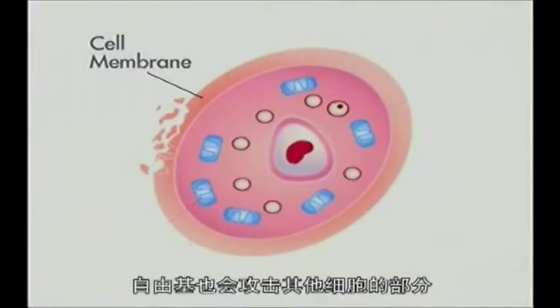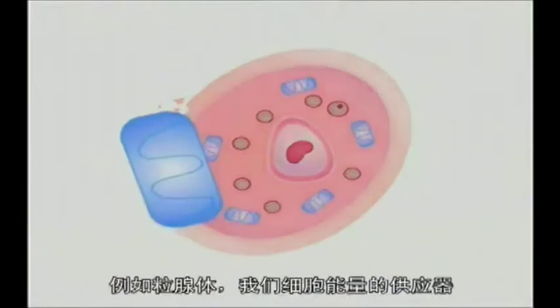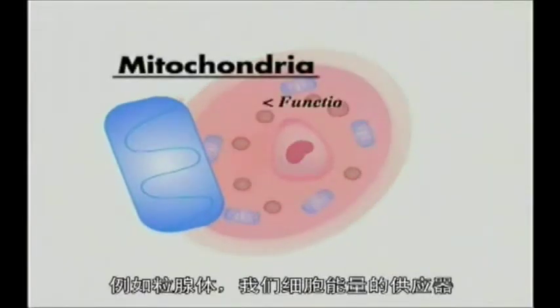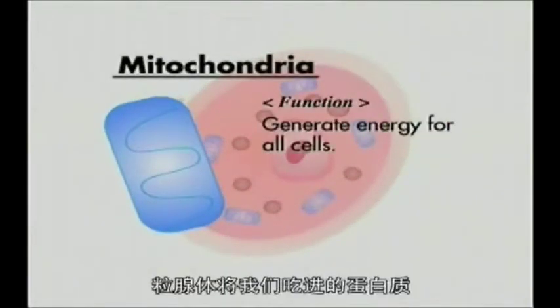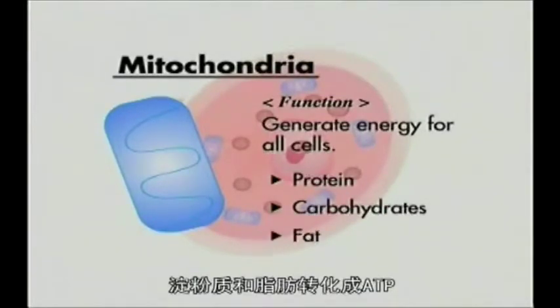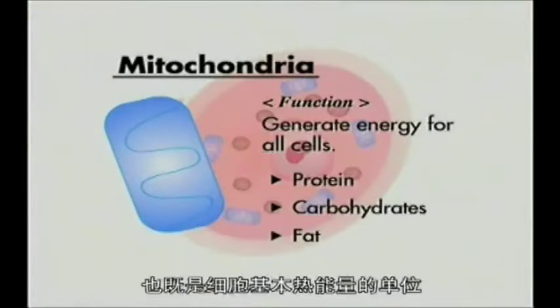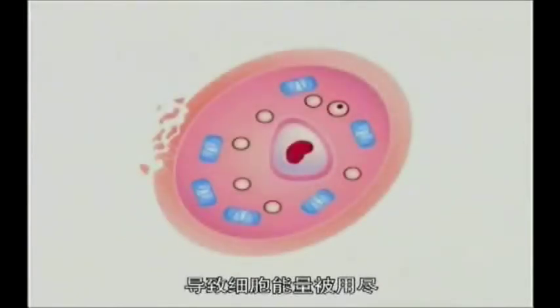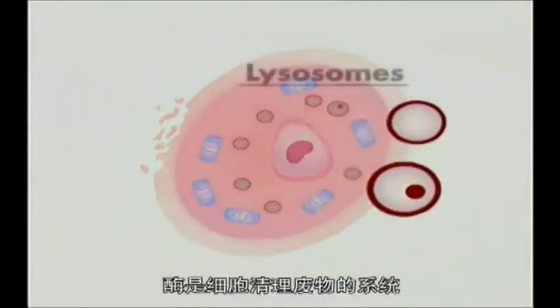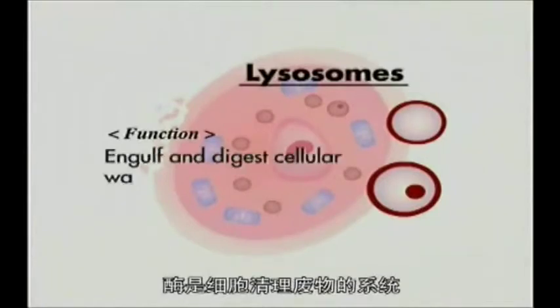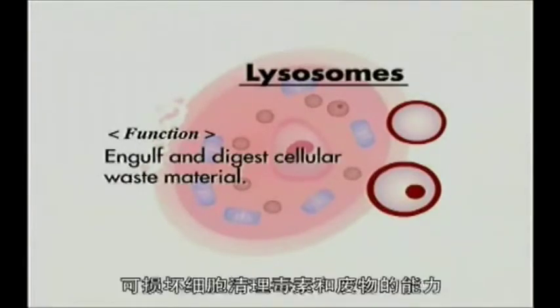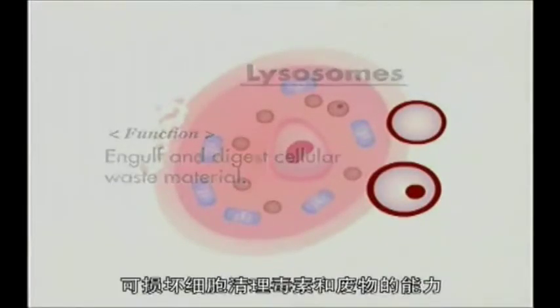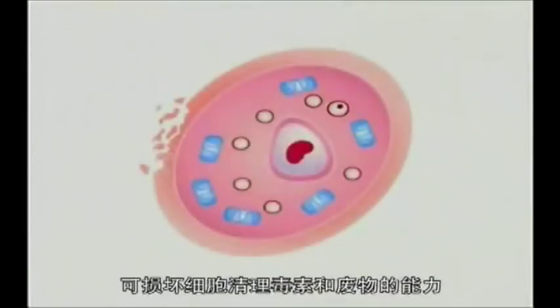Free radicals also attack other cellular parts such as the mitochondria, which is the power supply of a cell. The mitochondria converts all proteins, carbohydrates, and fat we eat to ATP, which is the cell's basic unit of energy, and damage to the mitochondria can deplete the cell of its power supply. The lysosomes are the waste disposal system of the cell, and damage by free radicals can impair the cell's ability to clean up toxic and harmful waste materials.